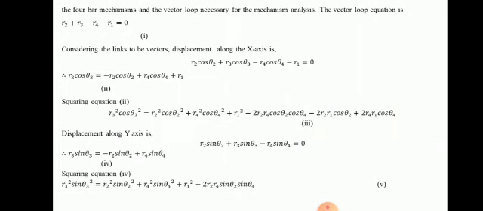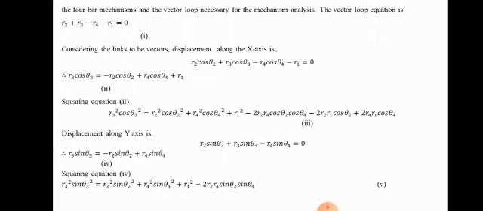R3 square cos square theta 3 is equal to R2 square cos square theta 2 plus R4 square cos square theta 4 minus 2R2 R4 cos theta 2 cos theta 4 minus 2R2 R1 cos theta 2 plus 2R4 R1 cos theta 4, equation number 3. Displacement along y-axis: R2 sin theta 2 plus R3 sin theta 3 minus R4 sin theta 4 is equal to 0. So R3 sin theta 3 is equal to minus R2 sin theta 2 plus R4 sin theta 4, equation 4.